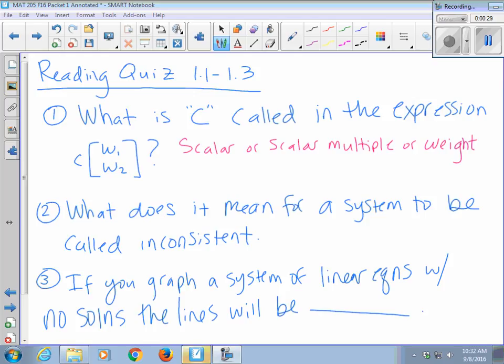What does it mean for a system to be called inconsistent? No solutions. And if you graph a system of linear equations that has no solutions, what will the lines look like? Parallel.